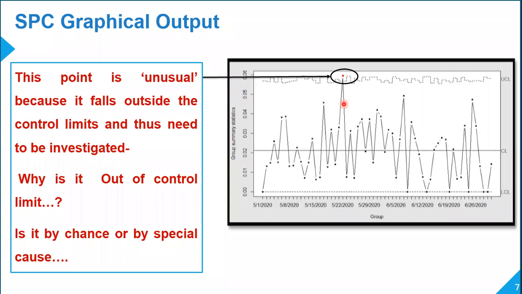So is it by chance, or is it because of a special cause? If it is because of a special cause, go ahead and fix that special cause right at that moment, so that it doesn't affect the process again, and that will ensure stability of the process, and that's what we are looking out for. So we need to ensure that we are fixing the problem, issues or challenges associated with the data point which is lying beyond the control limits. That's in an unacceptable zone. So that's about the graphical output. Let's go to the next slide, please.